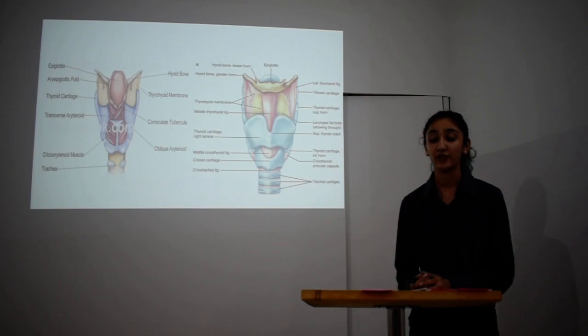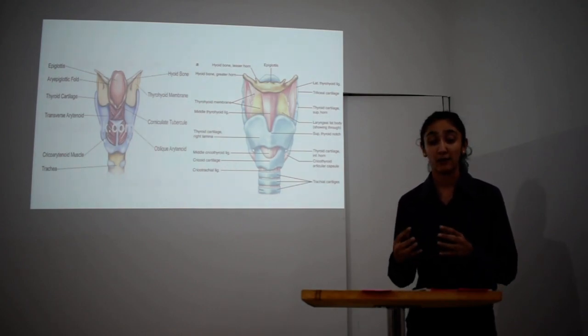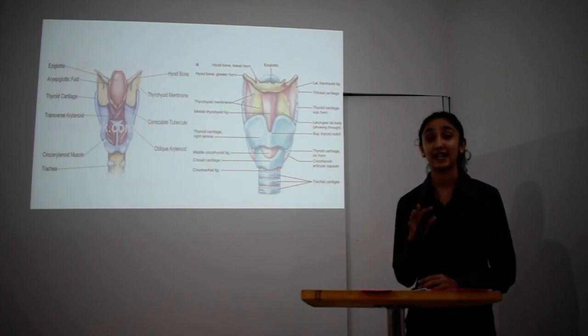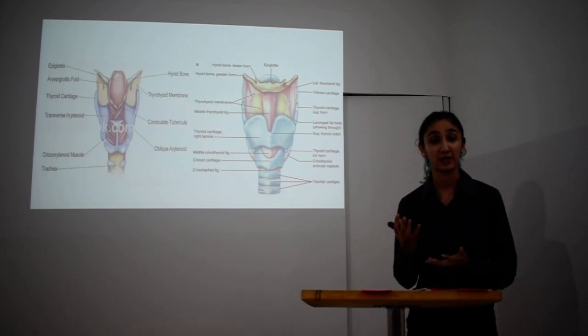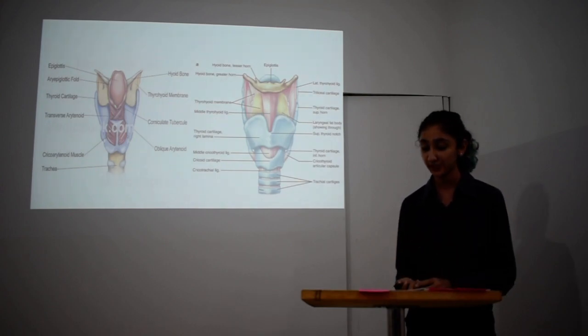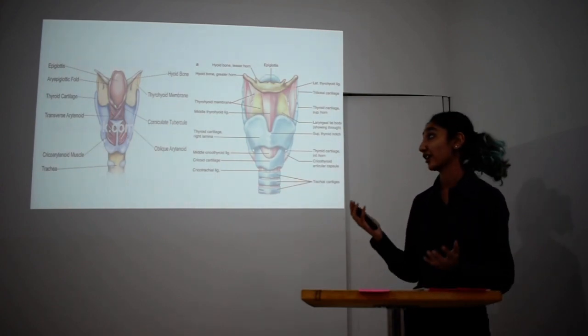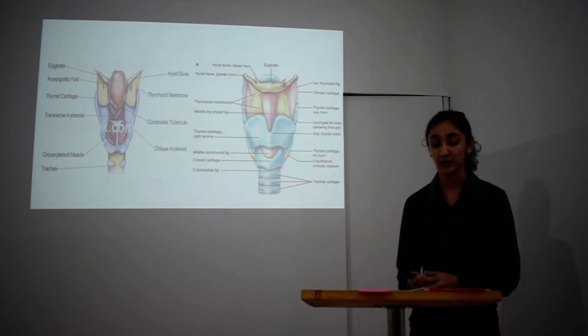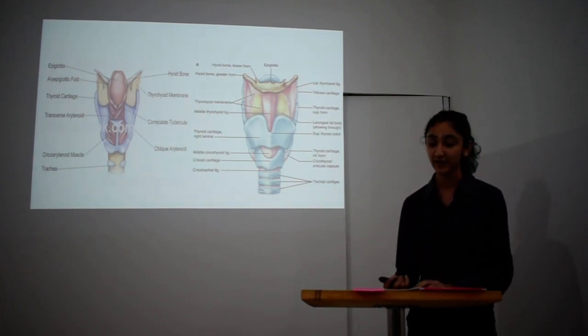Arytenoids form the cricoarytenoid joint and join the vocal cords. Where they come together, they tilt anteriorly and posteriorly and rotate, which helps with pitch. The muscles that are in a larynx are named simply with the structures they join.